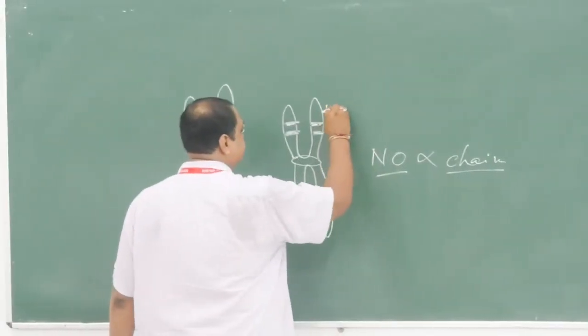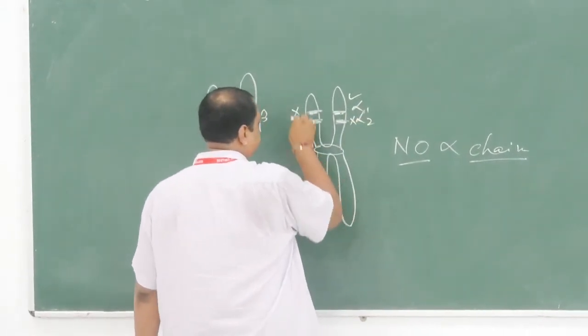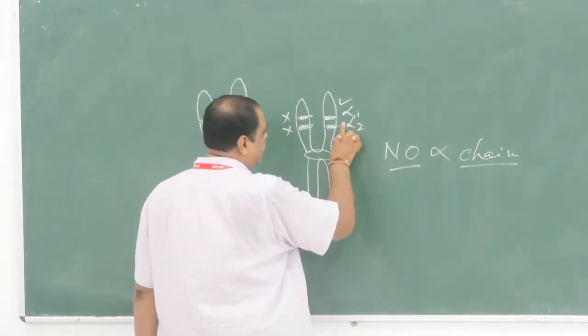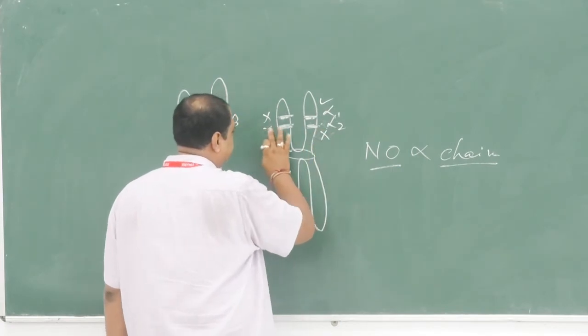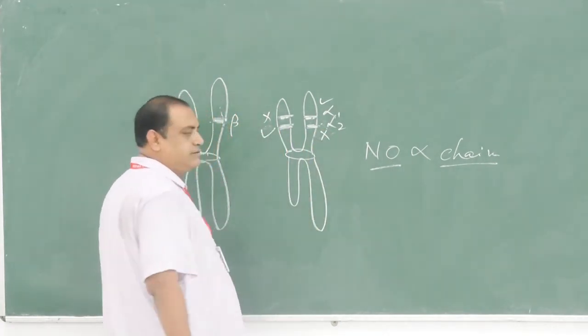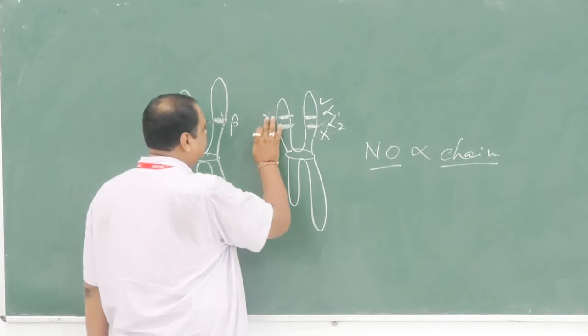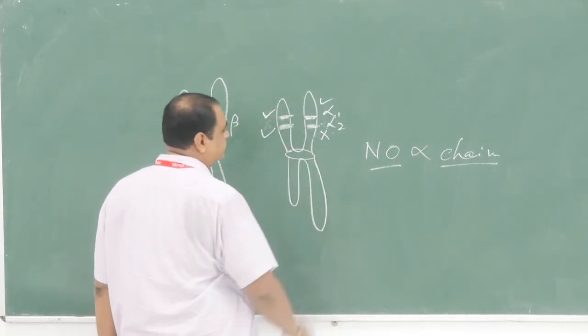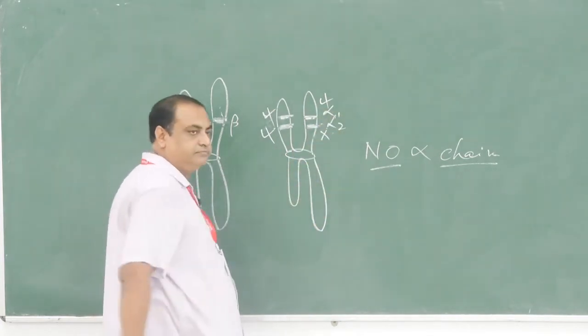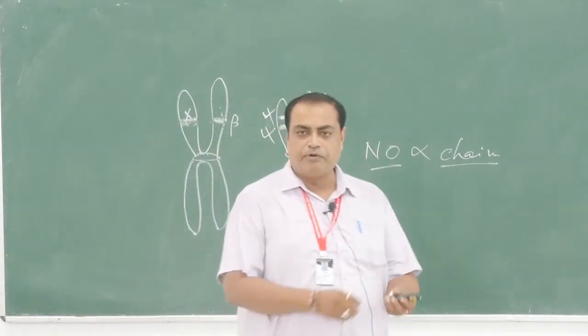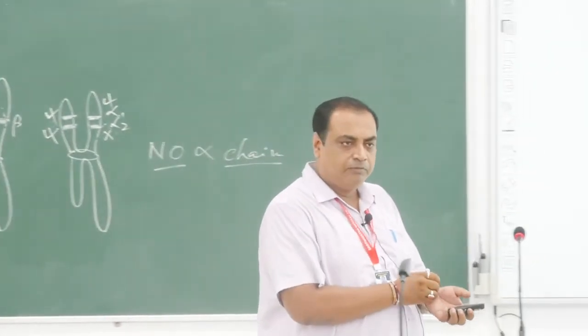It could be like this. Correct? It could be like this. It could be like this. It could be like this. It could be like, correct? So all possible combinations might show in case of alpha thalassemia. Okay, there are different types of alpha thalassemia.